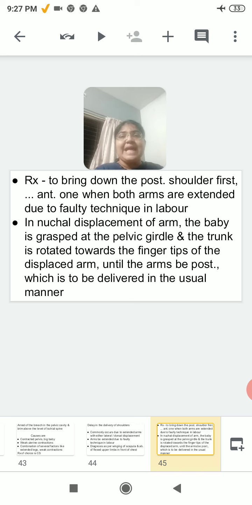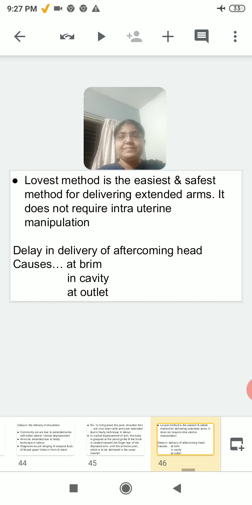The baby is grasped at the pelvic girdle and the trunk is rotated towards the fingertips of the displaced arm until the arms become posterior, which is to be delivered in the usual manner. This is the treatment of this displacement. It is the Lovset method. The spelling mistake you should find, please correct it. It is the Lovset method.